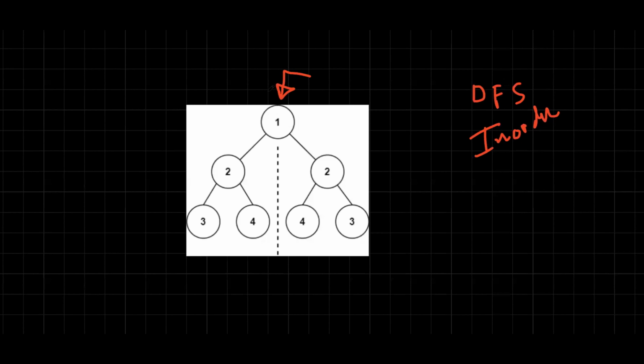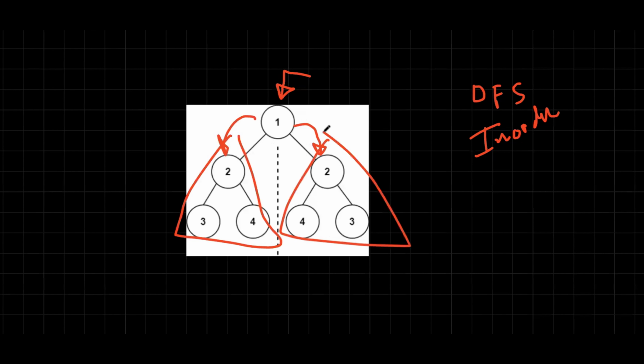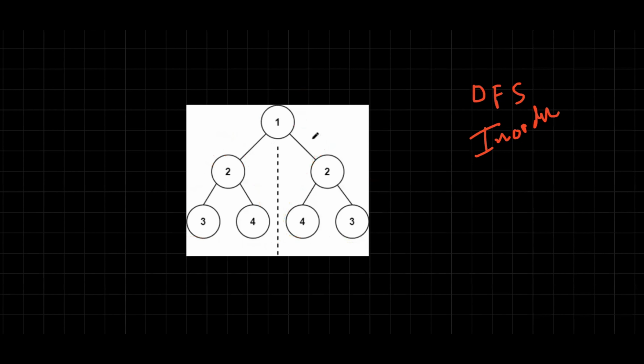Now, we have to check whether its two subtrees, the left subtree and the right subtree, which are this and this, are both symmetric or not. But how can we check it? We can simply recursively call the DFS function twice, one on its left subtree and another on its right subtree, and we will compare the corresponding nodes.